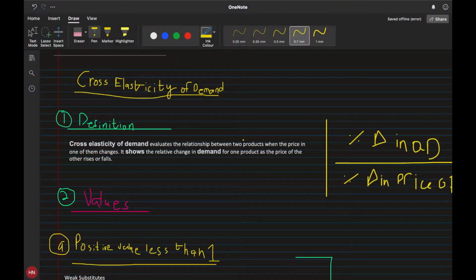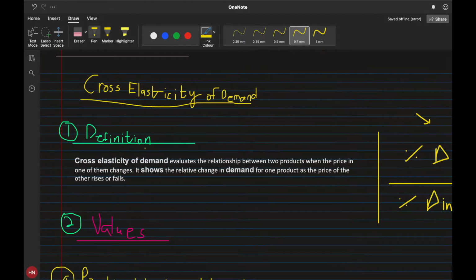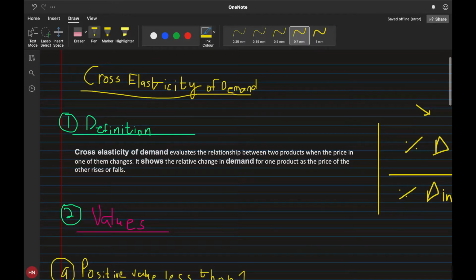Hi guys, so in this video we'll be discussing cross elasticity of demand. First of all, we'll go over its definition, then we'll discuss the formula right over here, and then we'll go over the values. So this is known as XCD, even though it should be CED, but for some reason it's called XCD.